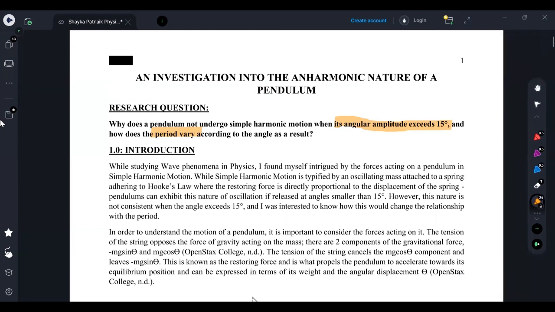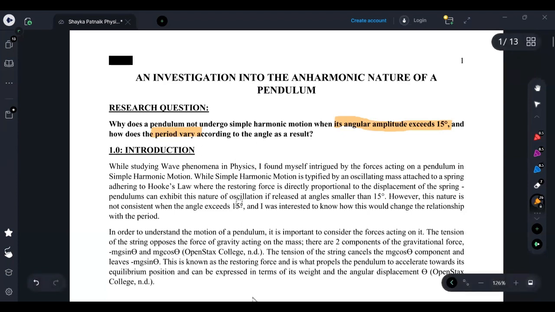So what do you write in your research question? It needs to be the question that you're answering. In my case, it's what happens when you release a pendulum above 15 degrees, and why does this happen? If your research question is straightforward and if your topic isn't too complicated, it's okay for your research question to sound kind of simple and not be that long. At the end of the day, you need to communicate your idea effectively with your marker.